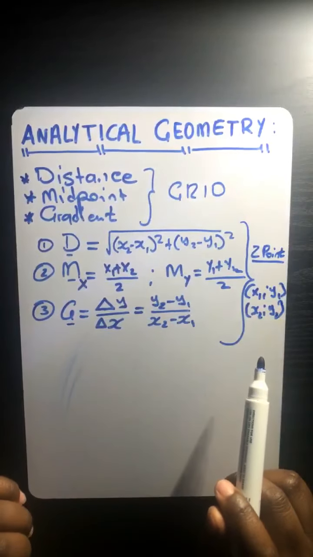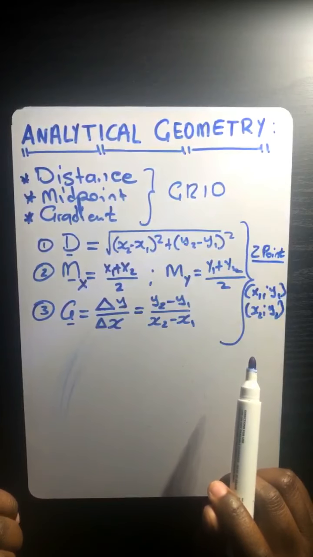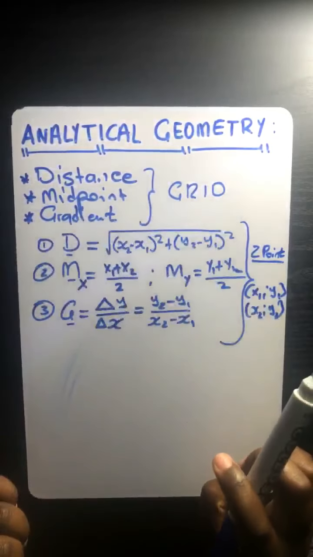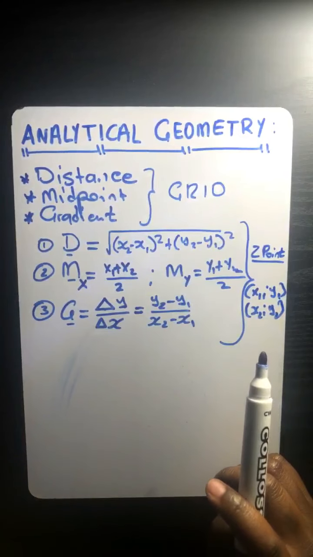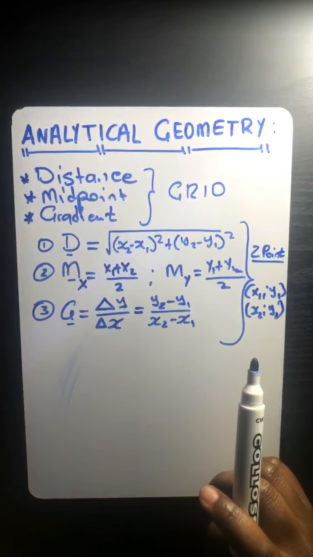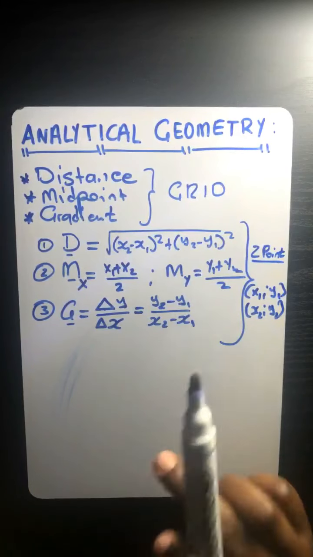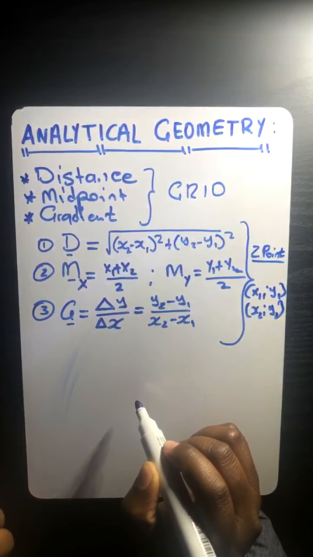So for you to get ready for this chapter, you need to be aware of these formulas. I'll give an example, and then from there, we'll try to derive some questions based on these 3 formulas. Let's say, for example, we've got a Cartesian plane.